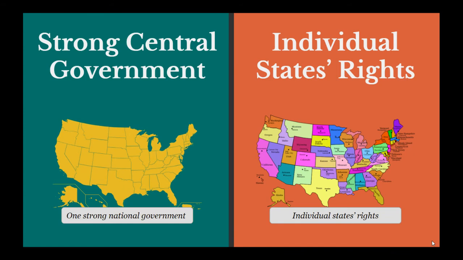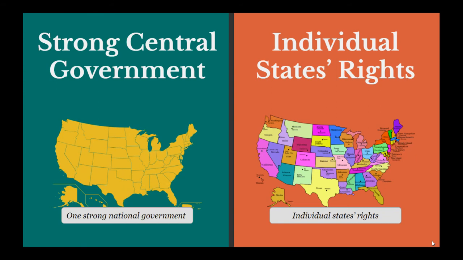Under our Constitution, we have what we call a federal system, where we actually have both kinds of these governments. We have a national government that makes laws for everyone in the country, and each state can make its own rules or laws about certain things.